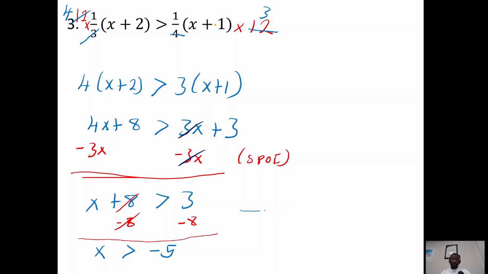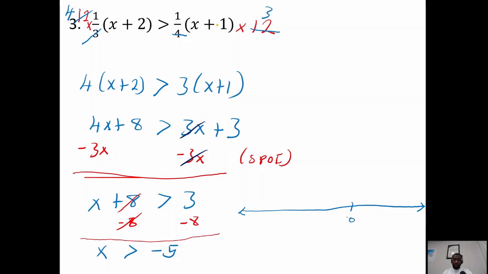So I just have to go here, draw my number line, right? Okay, and I'm looking for negative 5. So let me go here, 0, negative 1, negative 2, negative 3, negative 4, negative 5, negative 6. Right, I have 1, 2, and 3.